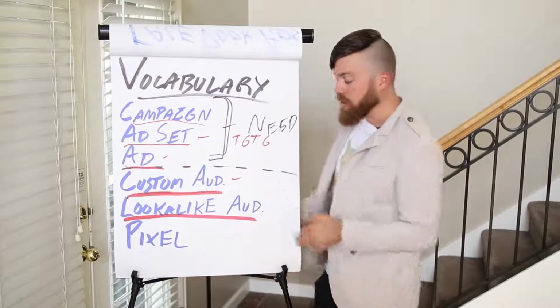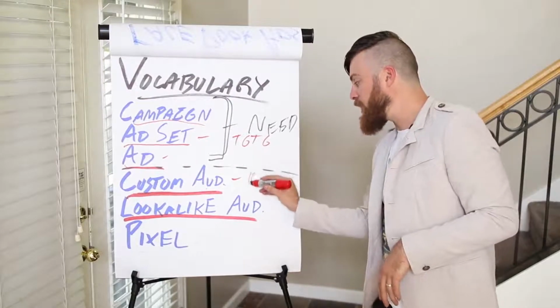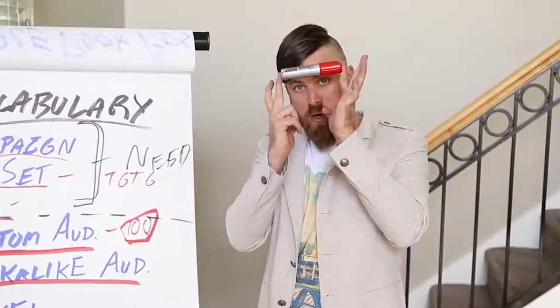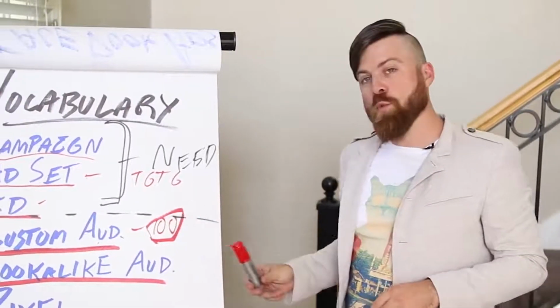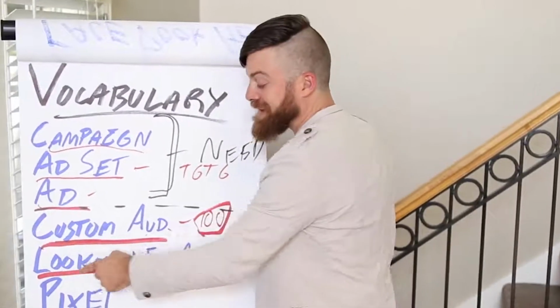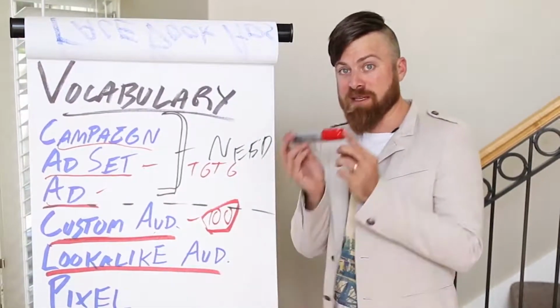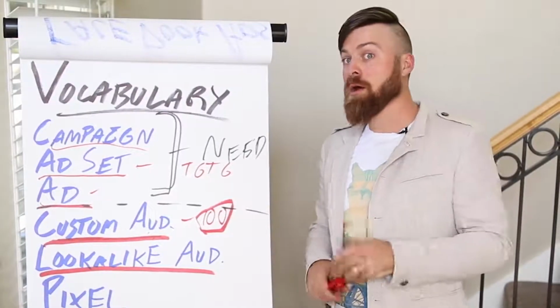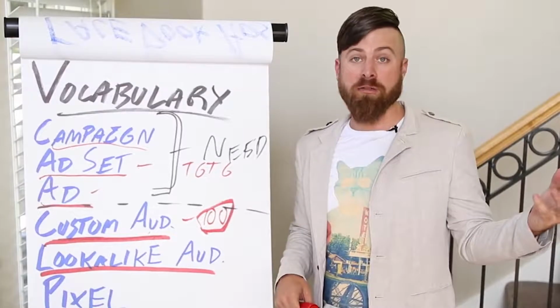So if you upload a list of, let's say, 100 people who have already bought a product, let's say this marker, what Facebook will do is look for who looks like those people who have bought this marker. What similarities do they have in common? Are they all teachers? Are they in school?